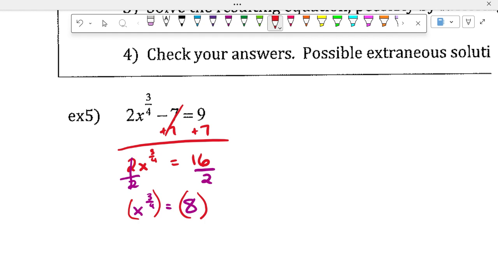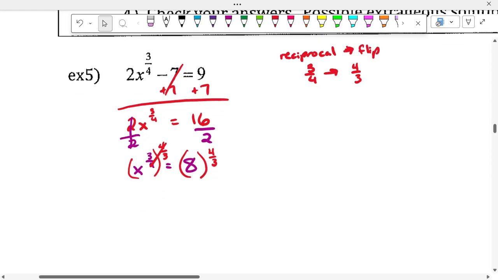So what does it mean for it to be a reciprocal? Reciprocal means to do what to the fraction? Flip it. So the reciprocal of 3/4 is what? 4/3. So I'm going to raise both sides to the 4/3 power, because this cancels out. If you multiply them together, by the power rule, it becomes 1. So I have x is equal to 8 raised to the 4/3 power.